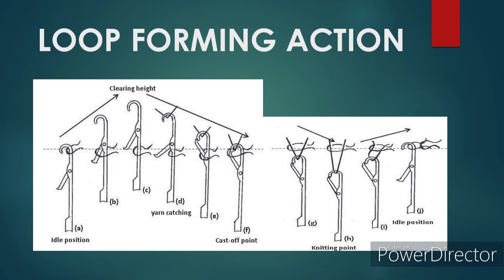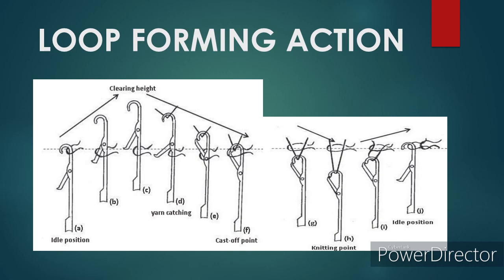Position number 9 and 10, attaining the idle position. In this position, the needle with the new loop inside the hook moves up. The sinker completes the inward movement and pushes the old loop or fabric to assist takedown. Now the needle reaches the rest or idle position again. This is the complete cycle of action of a needle for one complete loop formation.